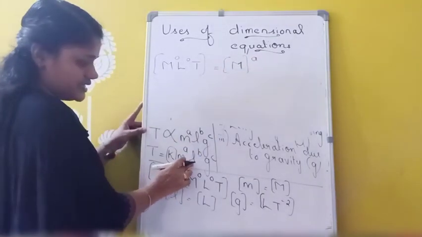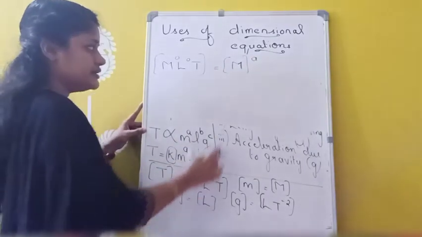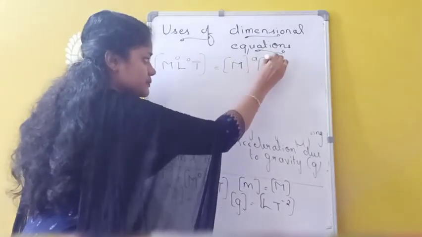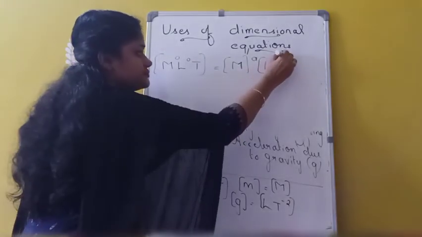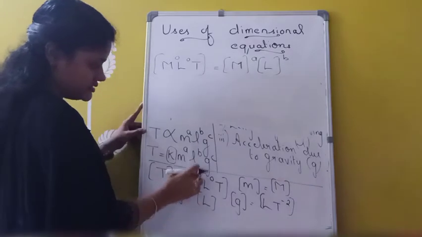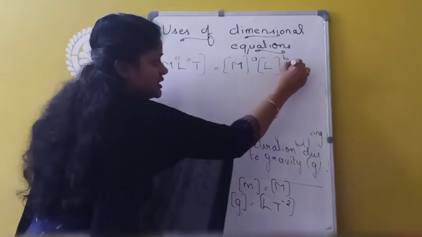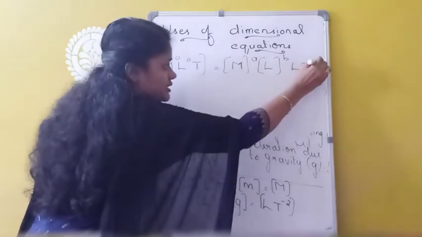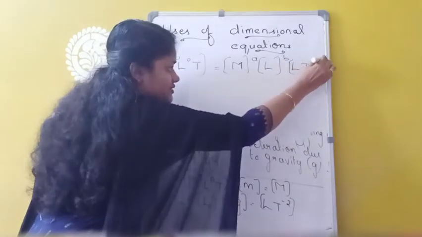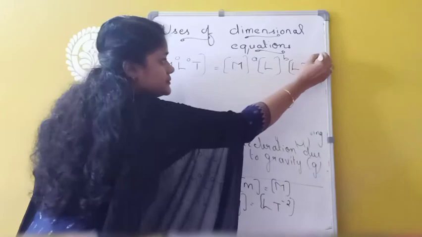Next one is L. What is the dimension of L? Capital L. So what is the power here? b. Similarly next one, g. What is the dimension for g? LT raised to minus 2. So LT raised to minus 2, but we have the power here. What is the power? c.